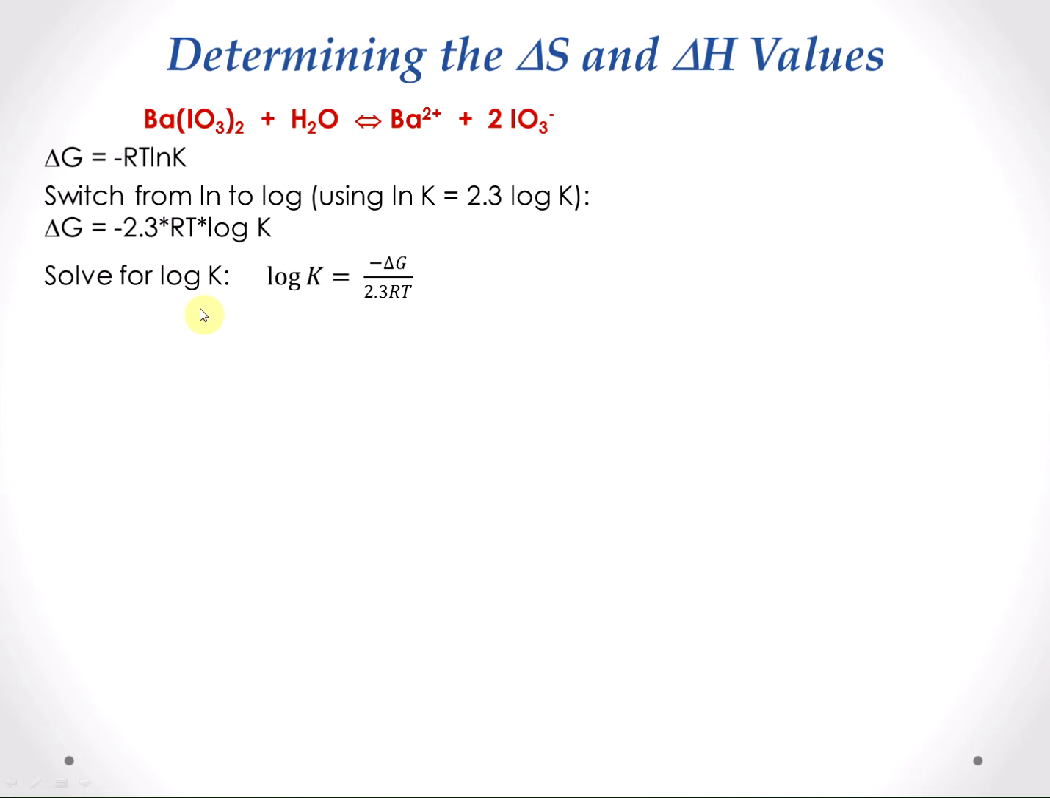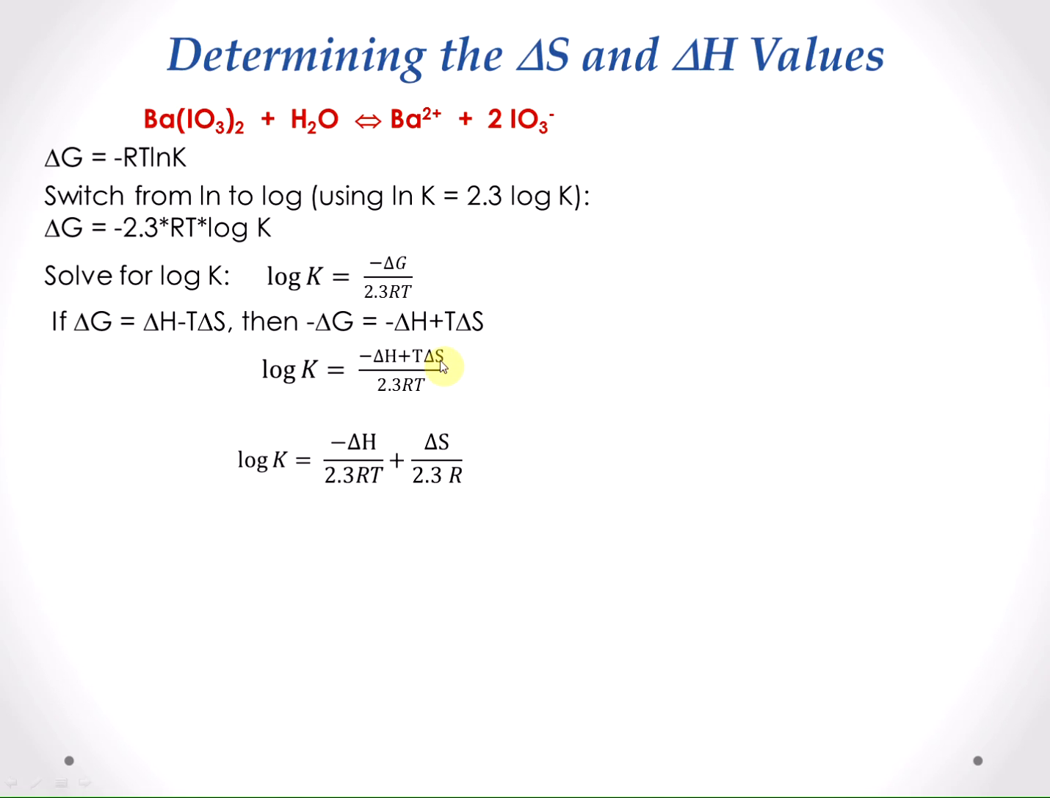Now I'm just solving for the log K. So I'm dividing both sides by negative 2.3 times RT to isolate the log K value. And using our other equation for delta G, where delta G equals the delta H minus T delta S, if I multiply through by -1, then the negative delta G equals negative delta H plus T delta S. So notice I can now substitute this negative delta H plus T delta S into this negative delta G form of the equation up above here.